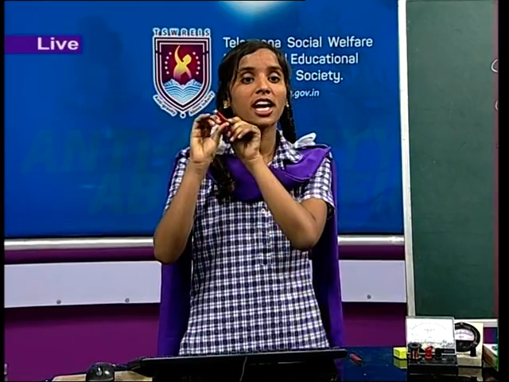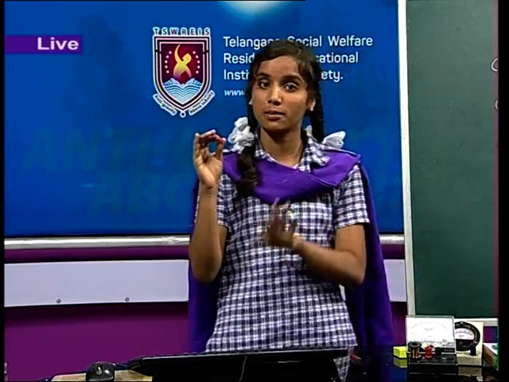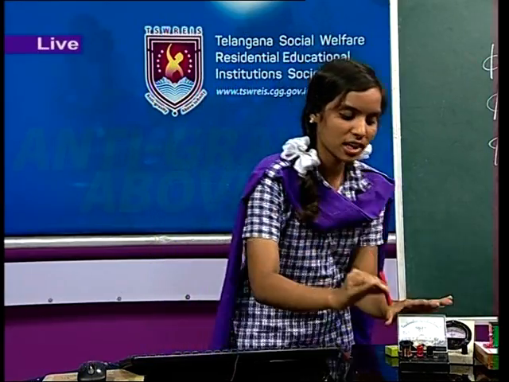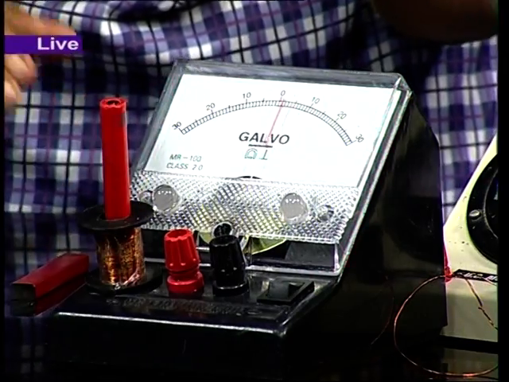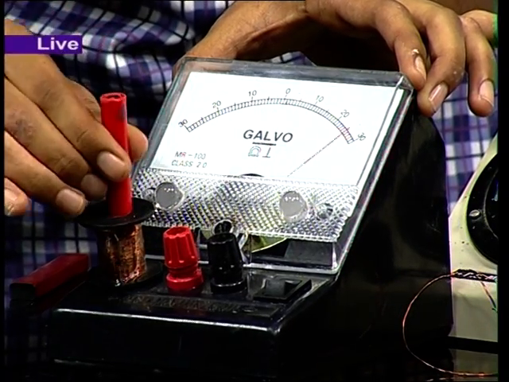Now let me change the pole of the bar magnet and let us observe whether it is similar or dissimilar when compared to the previous experiment. So now this is the north pole. Now I am inserting the north pole of the bar magnet. See, once again I am inserting the north pole of the bar magnet.